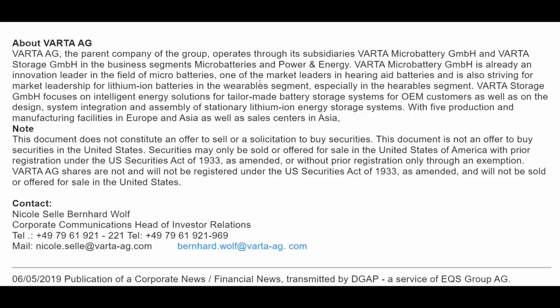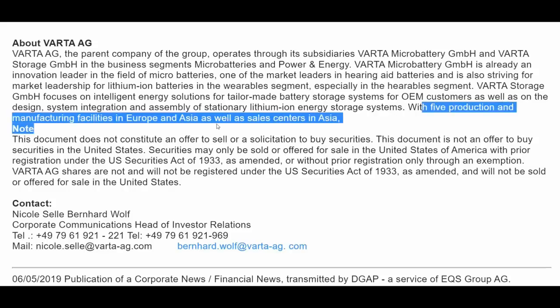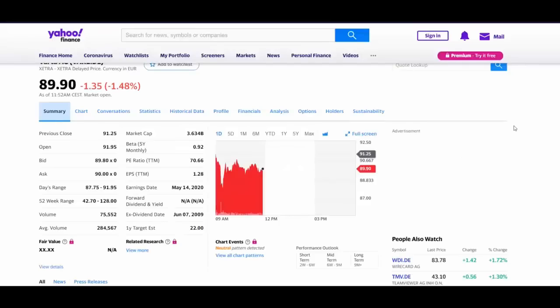Like I said, it is the market leader for lithium-ion batteries in wearable segments and especially in the hearables segment. And it has 5 production and manufacturing facilities in Europe, Asia, as well as Central Asia. Okay, so that was a short introduction about the company we are talking about today, Warta AG. It belongs to the electrical energy sector.